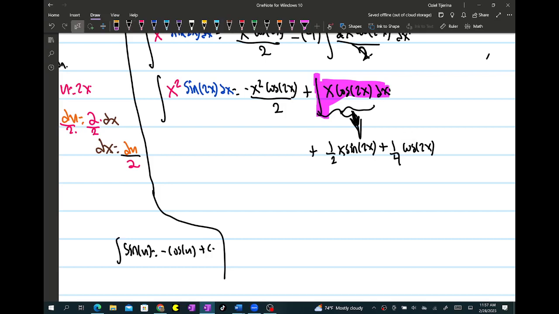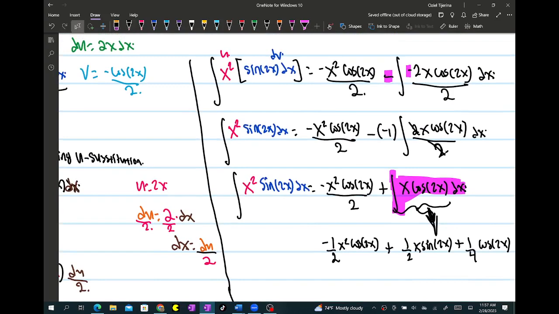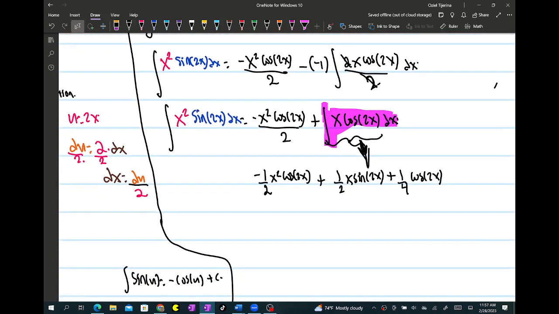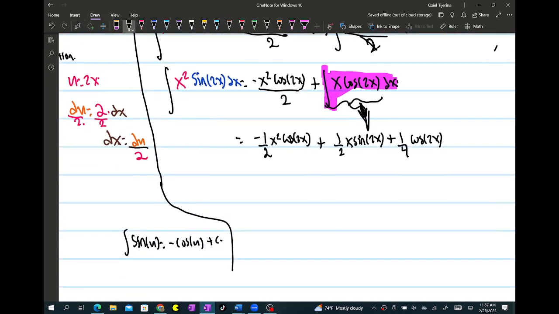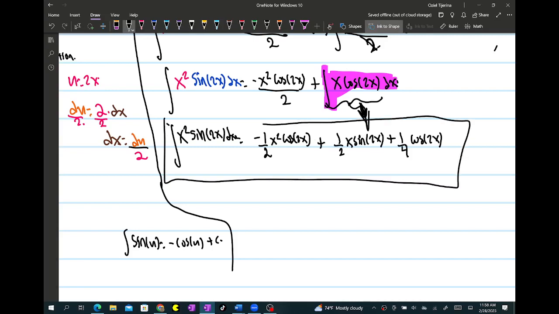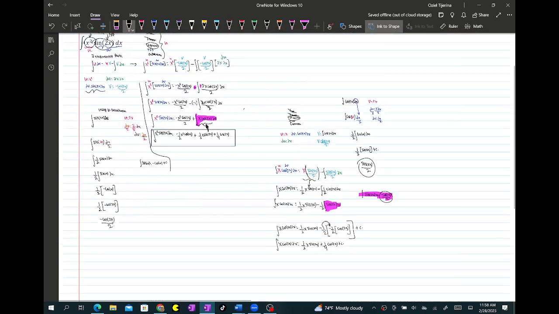And again, this is being added to this. So really, this is negative x squared, so you can take the negative 1 half out: negative 1 half x squared cosine of 2x, plus 1 half x sine of 2x plus 1 fourth cosine of 2x. This is equal to the integral of x squared sine of 2x dx. And this is our solution here, guys. This problem is very, very hard, okay?